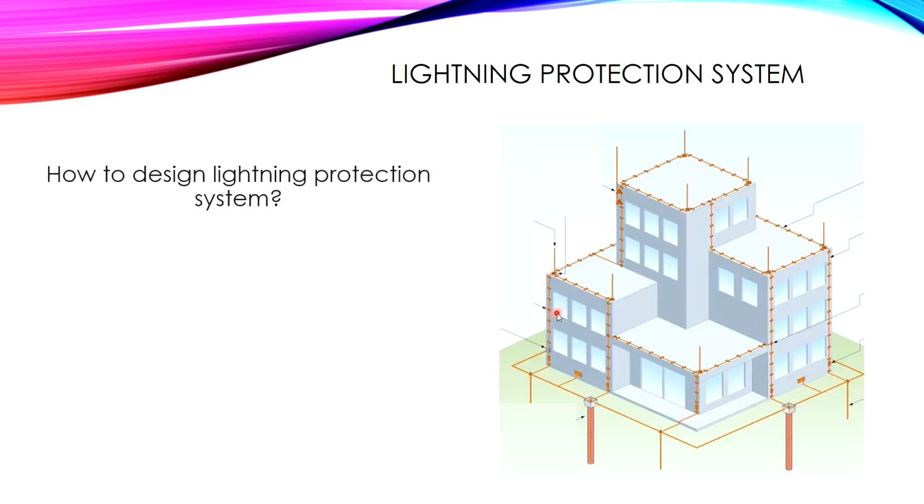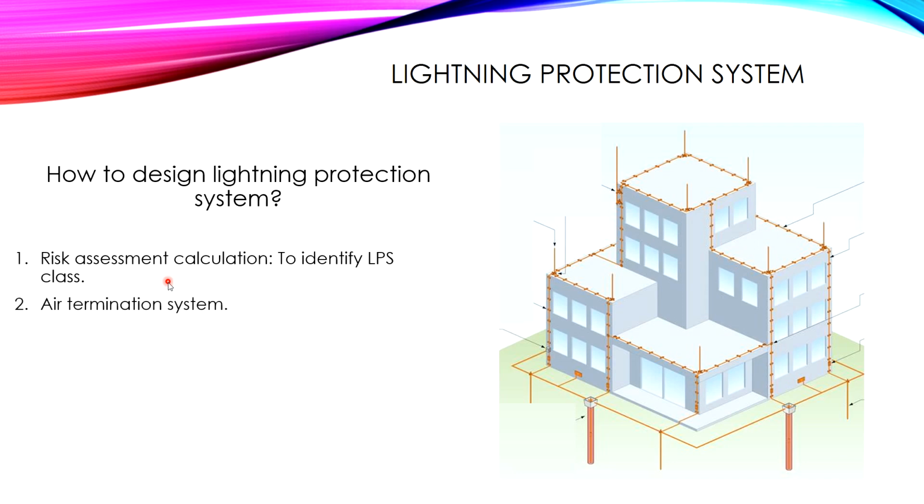So what are the steps here? How to design the lightning protection system? Number one, we need to do a risk assessment calculation. This one is used to define the lightning protection system class. Okay, it is class 1, 2, 3, and 4. There are 4 classes. So we do the first step, which is risk assessment calculation, in order to identify the lightning protection system class. Number two, according to the class which we obtained, we can design our air termination system. Then we can design the down conductor and of course the earth termination system, which is discussed in other videos on our channel.